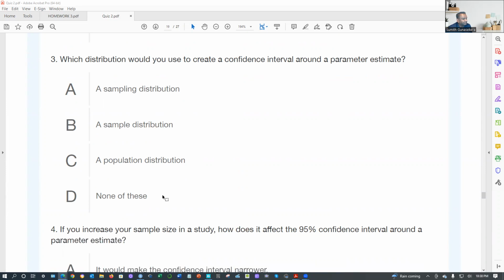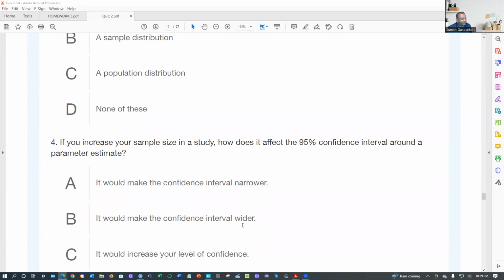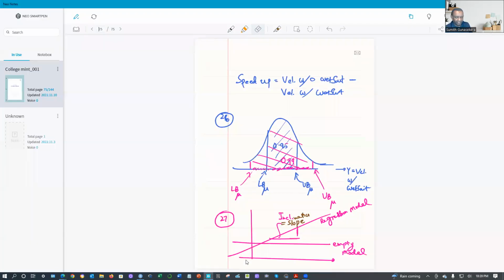If you increase your sample size in a study, how does it affect the 95% confidence interval? You're going to increase the sample size. See, larger the sample size, smaller the confidence interval. Now, why? When you increase sample size, standard deviation goes down. It would make the confidence interval narrow. Narrow.